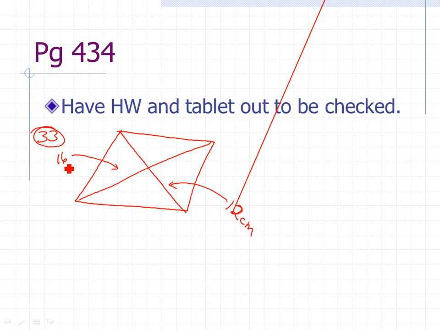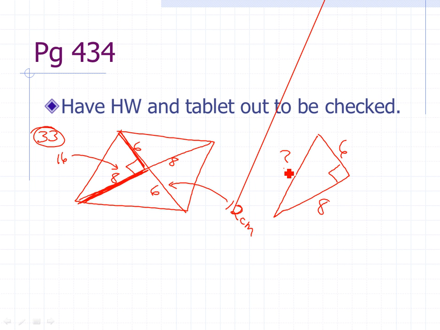If they do bisect each other, what's this part from here to there? 8. How about this part? 6. Same thing, 8 over here, 6 over here. What do you know about these angles if it's a rhombus? They're right angles. So what kind of triangles do we have there? Right triangles. If I split off one of those right triangles, this side's 6, this side's 8, how could we find that third side, which is one of the sides of the rhombus?